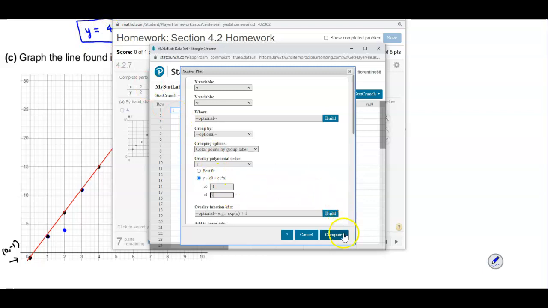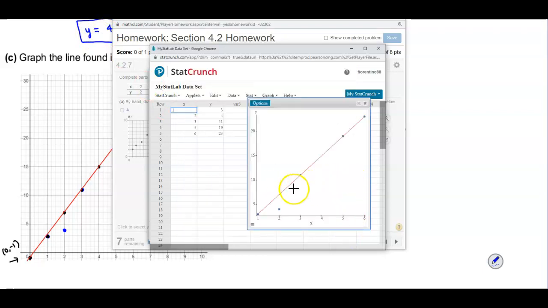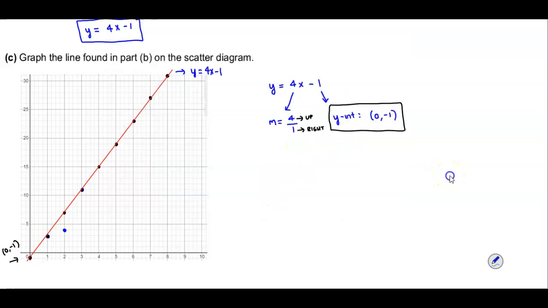And now let's go ahead and compute. When we compute, now we can see the scatter plot, and it also includes the line that we just created here. So that is using technology to confirm our results that we just did by hand.